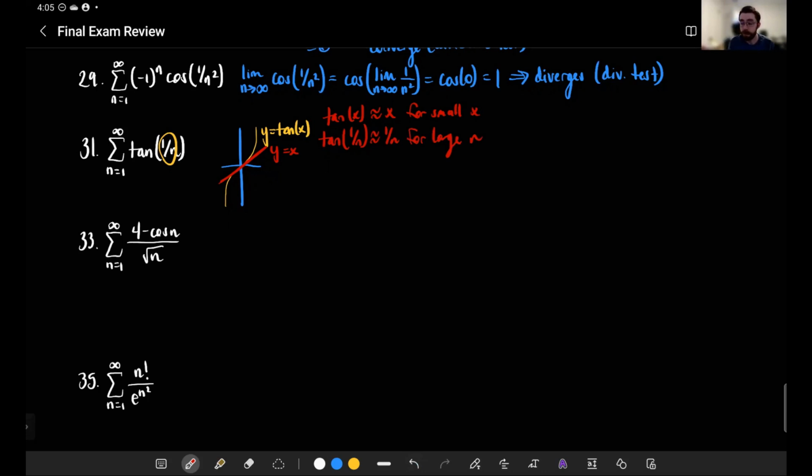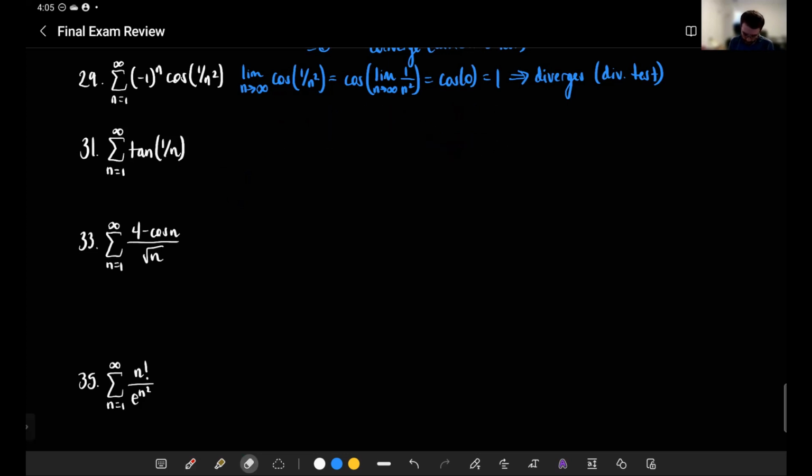And maybe that's where I come up with my comparison. I'm thinking tangent of 1 over n is like 1 over n. 1 over n is the harmonic series. So maybe I expect tangent of 1 over n to diverge. And I can check that it actually does by doing a straight up limit comparison test: tangent of 1 over n compared to 1 over n. I don't need to simplify this algebraically.